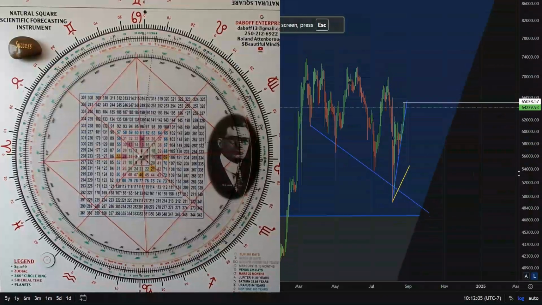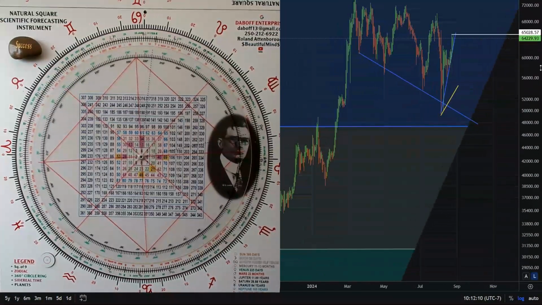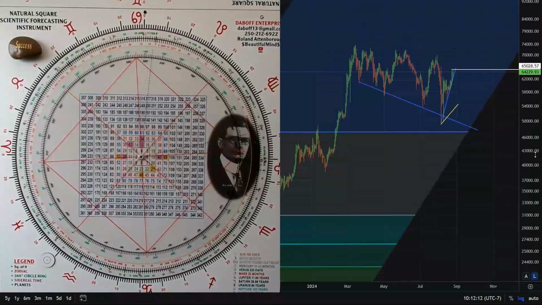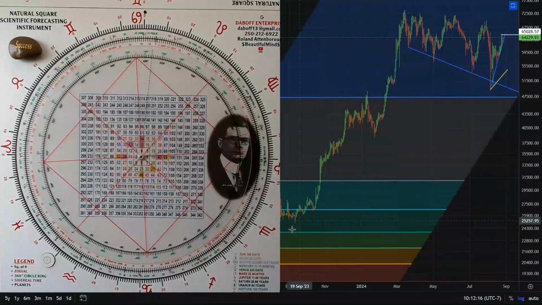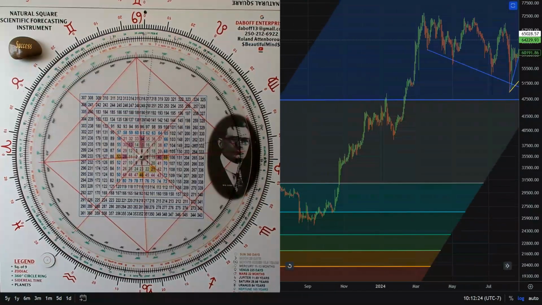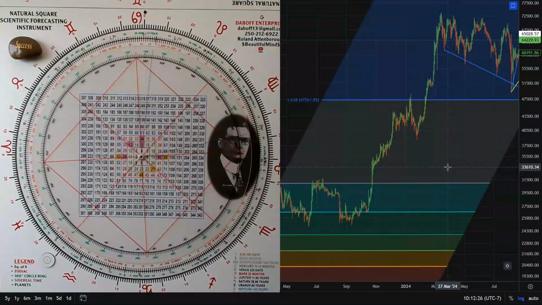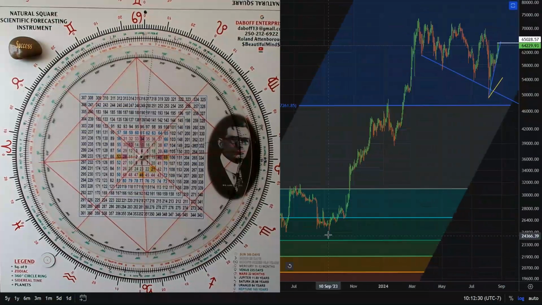We're going to be discussing the Bitcoin cycle, 1 year on the square 9. We are going to discuss it from right here, this September 11th area. Just going to make that a little smaller so we're not covering it up with the square. So we are discussing this low right here.